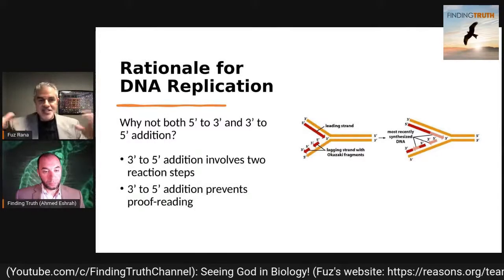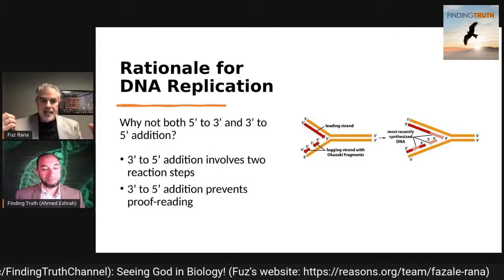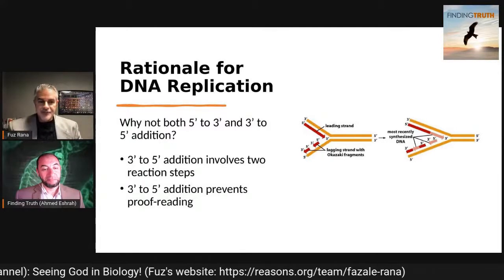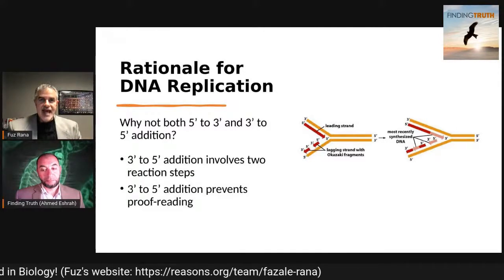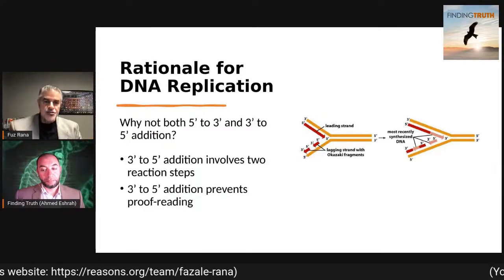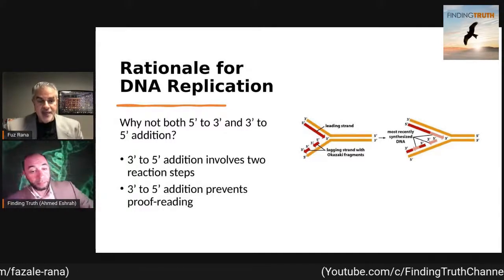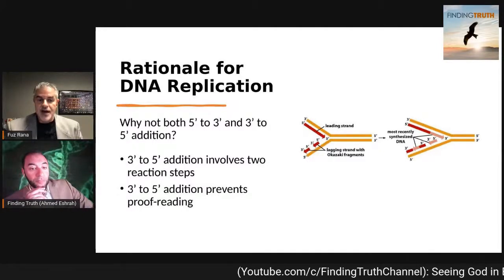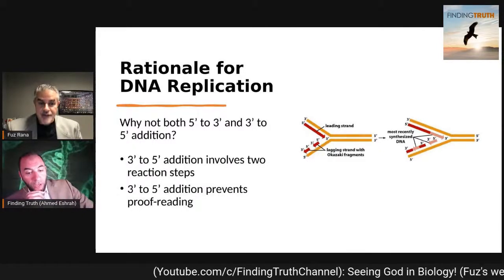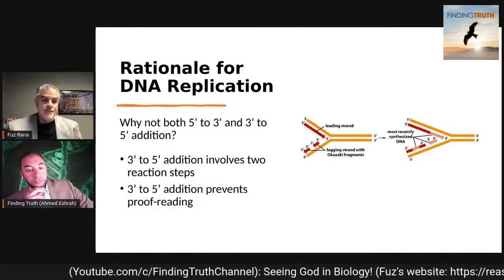And that makes proofreading impossible, and it makes the 3' to 5' addition much more chemically complex. This is again very technical, but the point I'm trying to make is that this lagging strand complexity is actually demanded because of the chemical constraints in the process. You have to do it this way. You can't do it any other way.